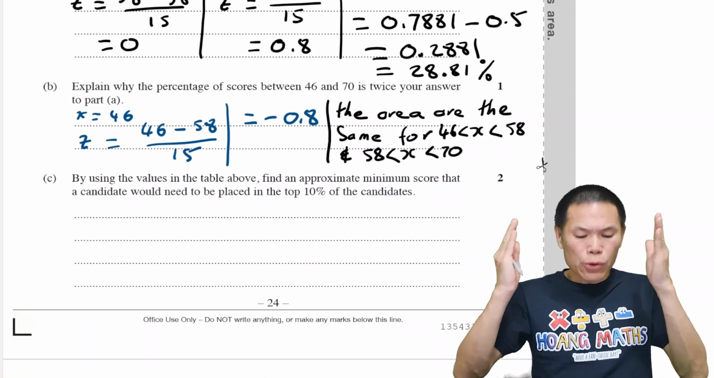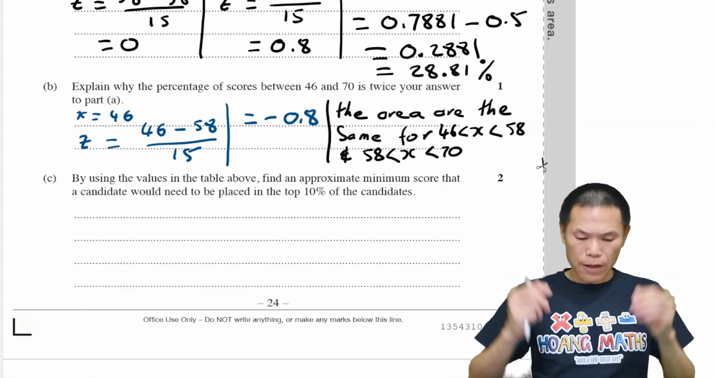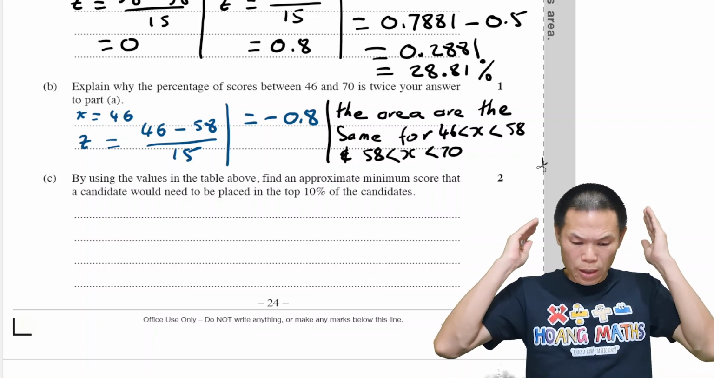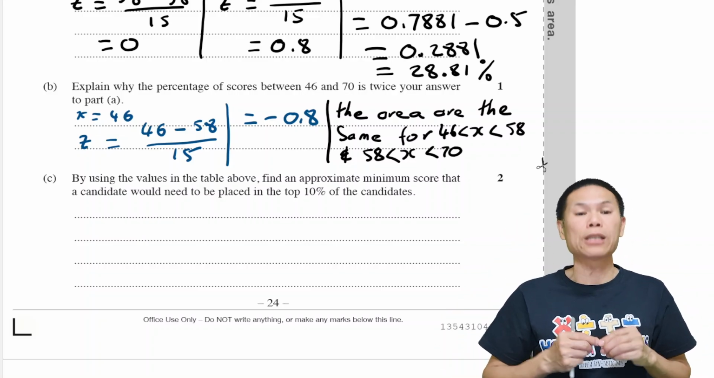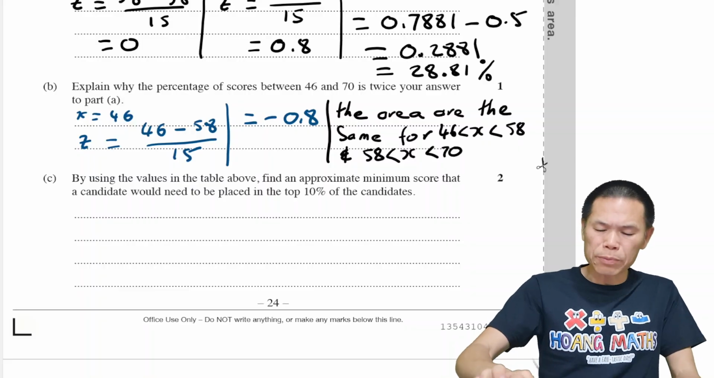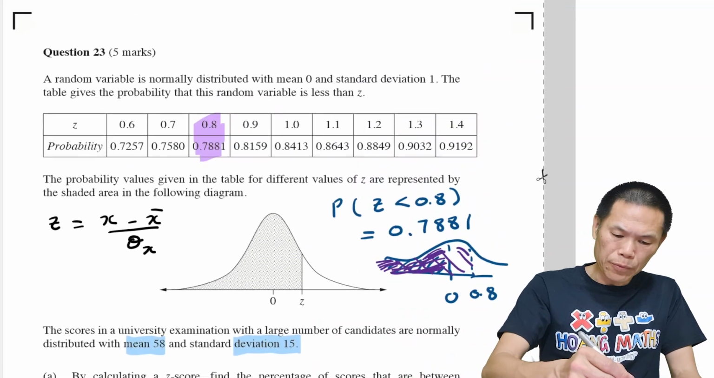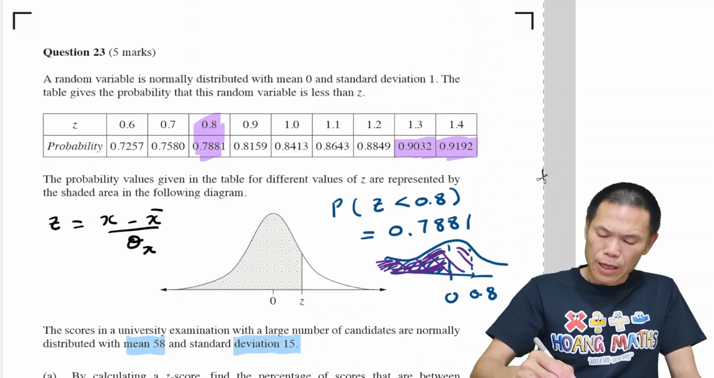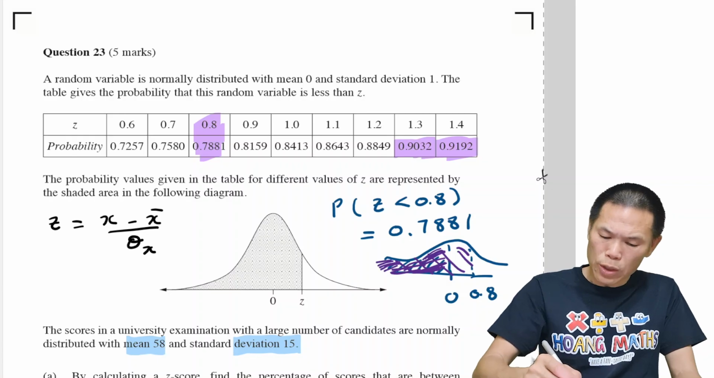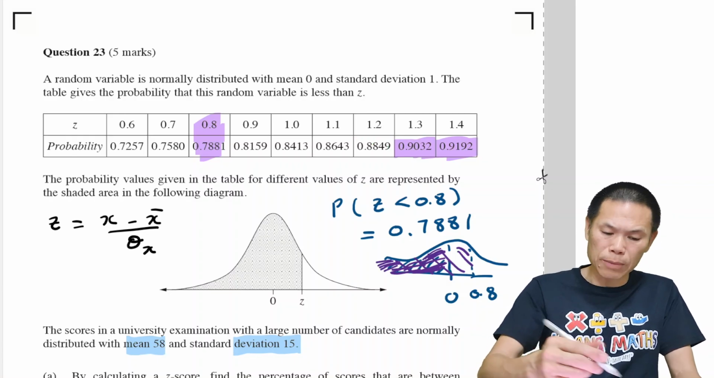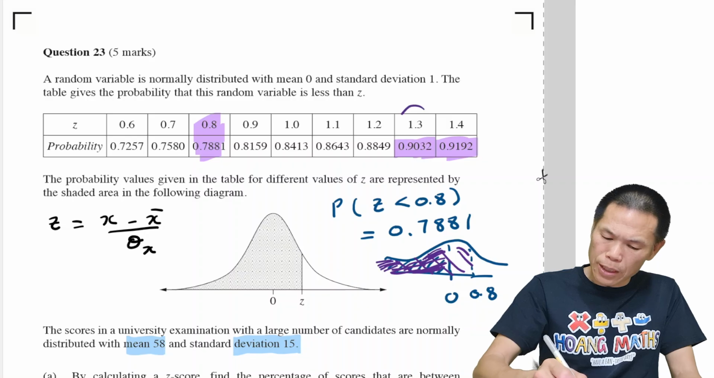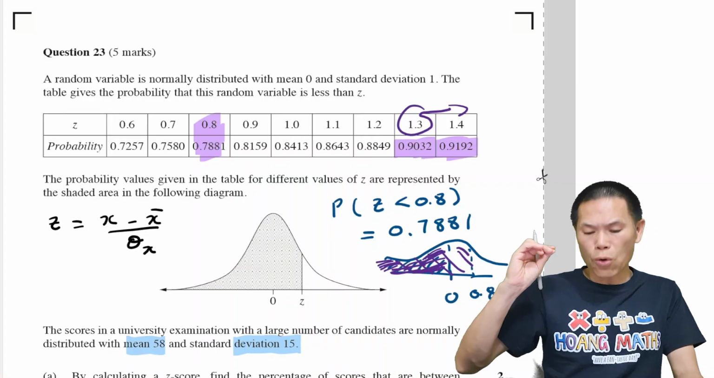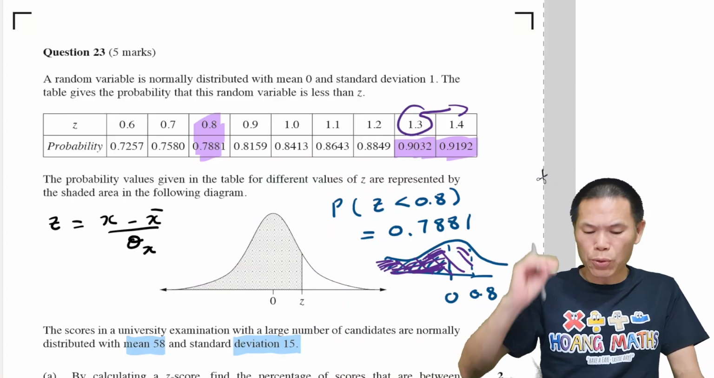Part C. By using the value in the table above, find an approximate minimum score that a candidate would need to be placed in the top 10% of the candidates. So top 10%. So this one is just above, and for 1.2, this is just below. So approximately, z is from this onward. So the minimum score for z is approximately 1.3.